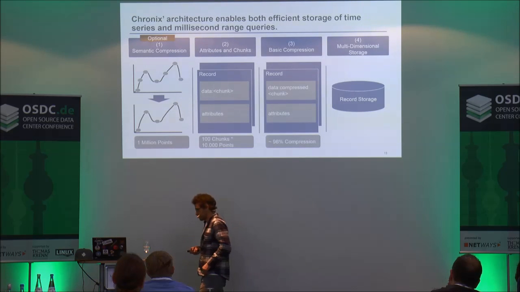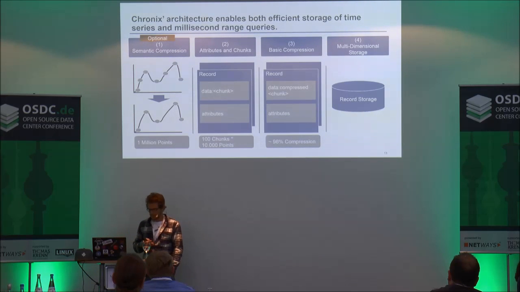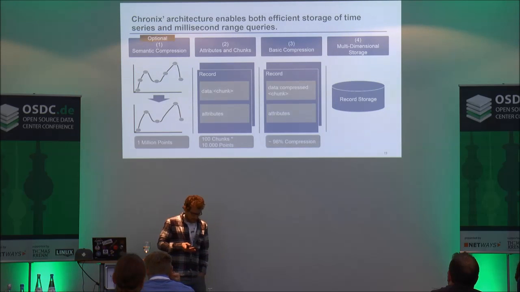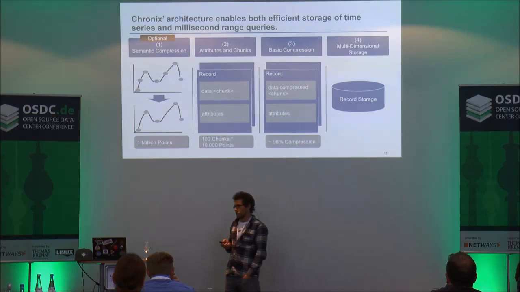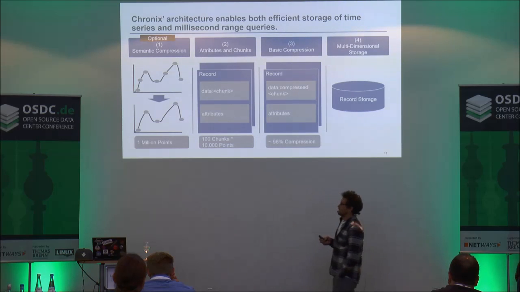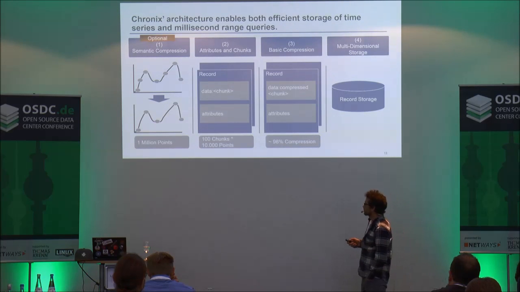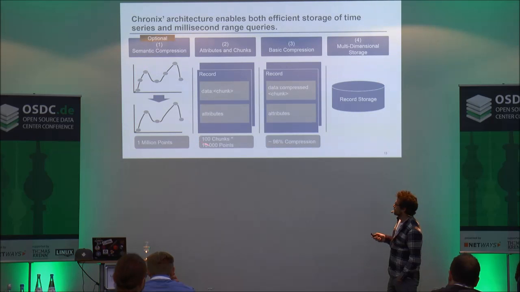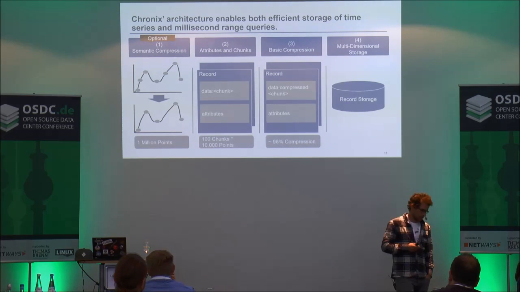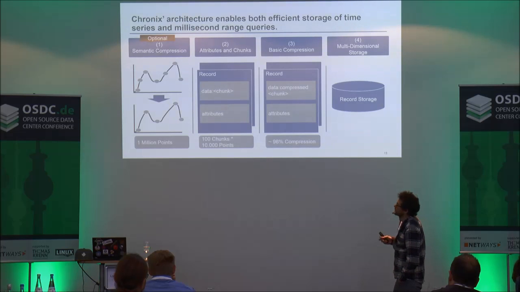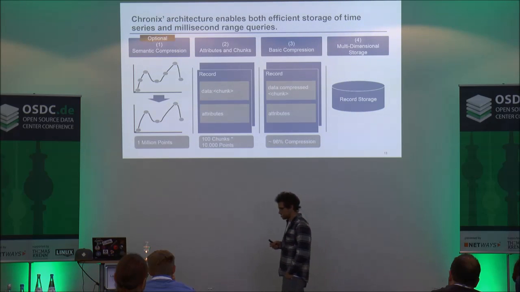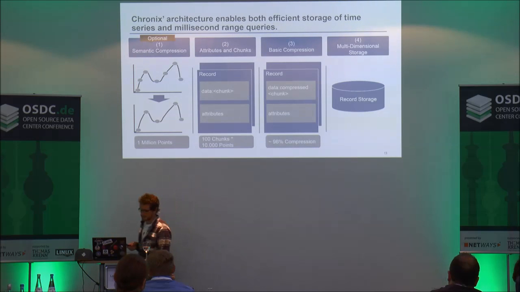If one applies a semantic compression algorithm, like Fourier transformation or averaging, one has to ensure that the query asking for the data can deal with the lost information. The second stage, called attributes and chunks, splits, for example, 1 million points into 100 chunks, and each chunk contains 10,000 points. It also calculates the attributes that describe the chunk and puts them together into a logical record that is later stored in the record storage.